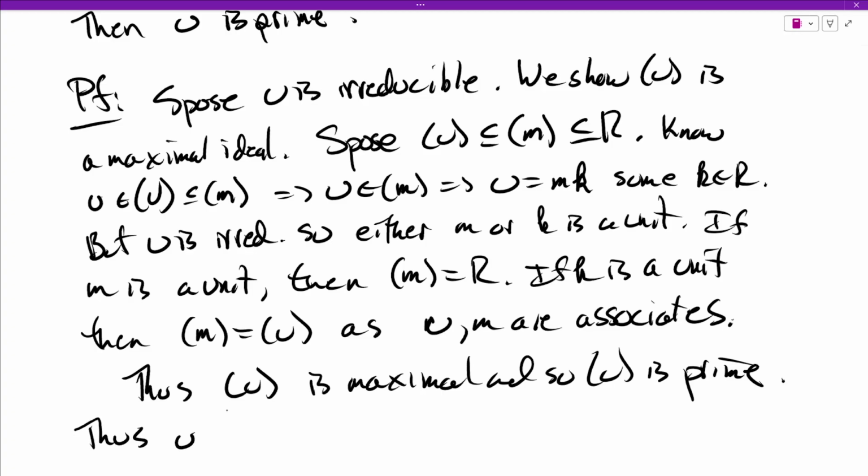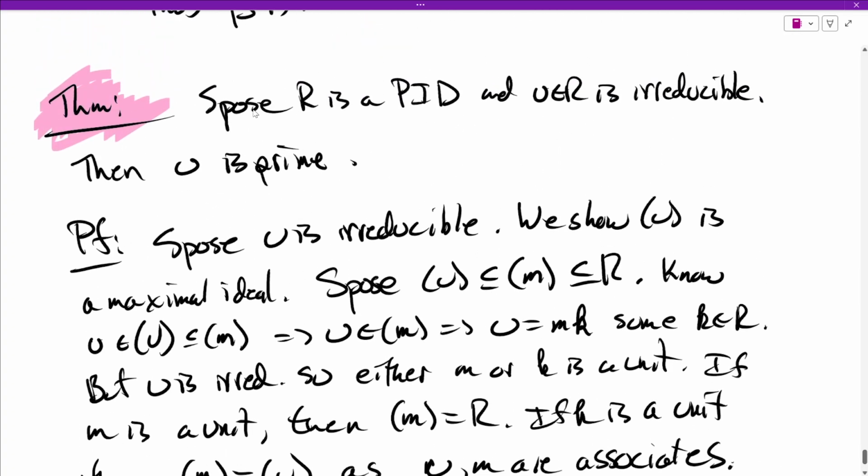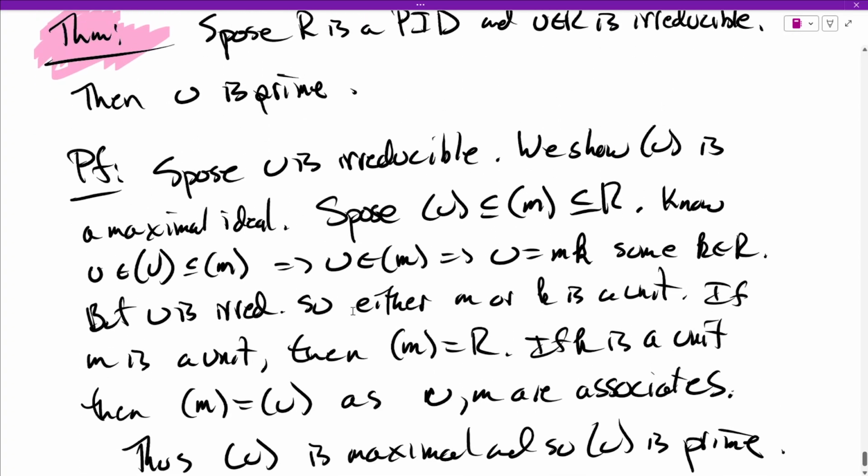And so the element, by the problem that I promised I would assign in the previous video, U is a prime element. If I generate an ideal which is prime, I must have used a prime element when I have a PID. Okay, cool. So in a PID, irreducibles and primes are the same thing.